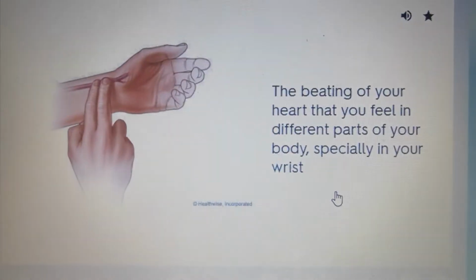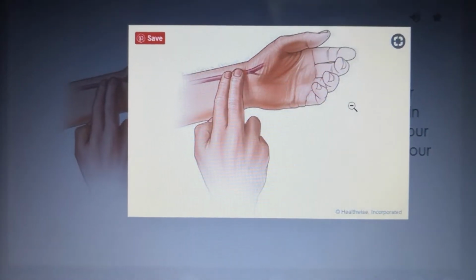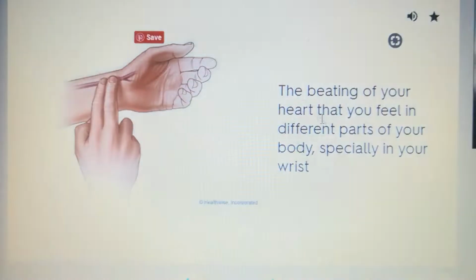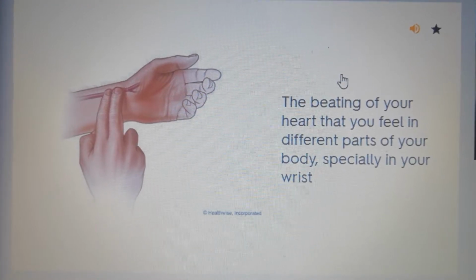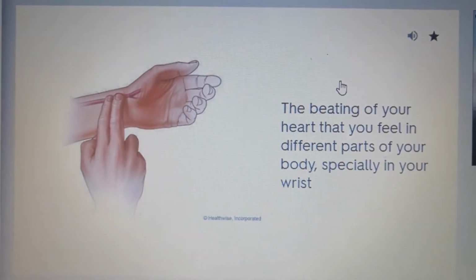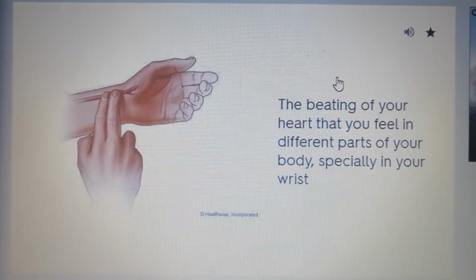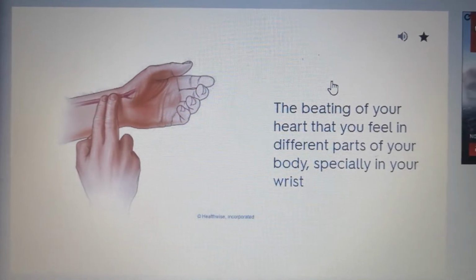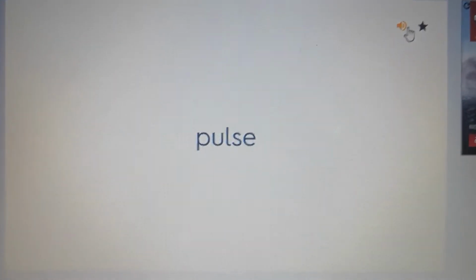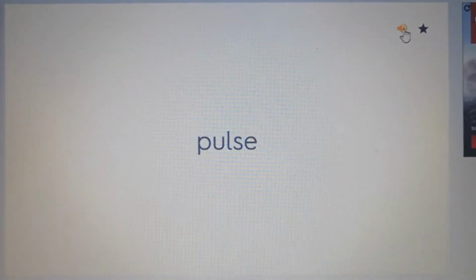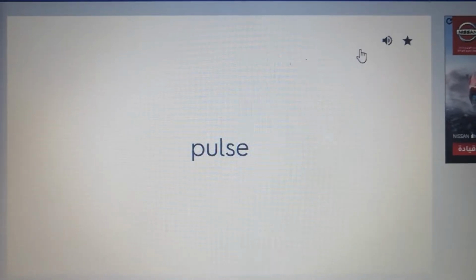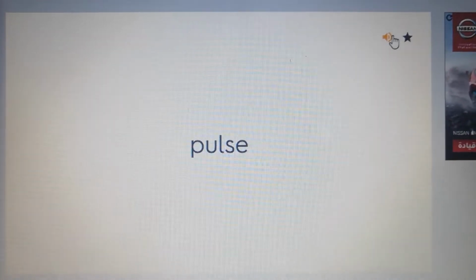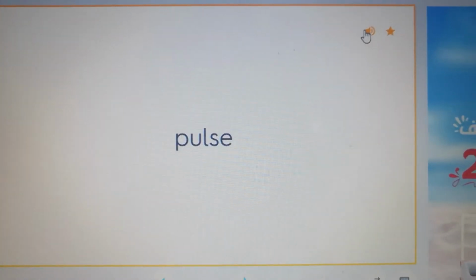Okay, next one, what is this? Do you have any idea what this is? The beating of your heart that you feel in different parts of your body, especially in your wrist. What is this? It's called pulse. Say the word again. Pulse.